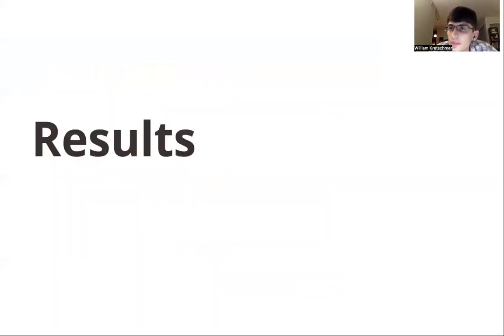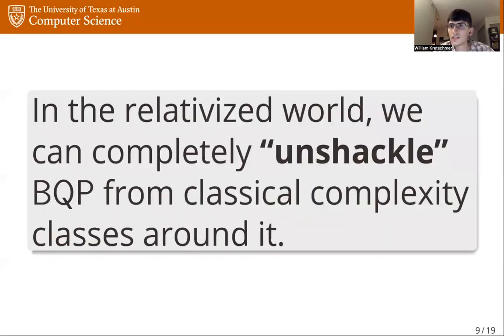And I think with that, that's all the background that I wanted to cover, and I'm going to start talking about what are the things that we actually prove in this work. If I had to summarize this work in one slide, what we can basically show is that in the relativized oracle world, we can completely unshackle BQP from classical complexity classes around it, highlighting this fundamental difference between quantum algorithms and classical algorithms, where in the quantum setting, there does not seem to be a way to fix the randomness or quantumness used by the algorithm like there is in the classical setting.